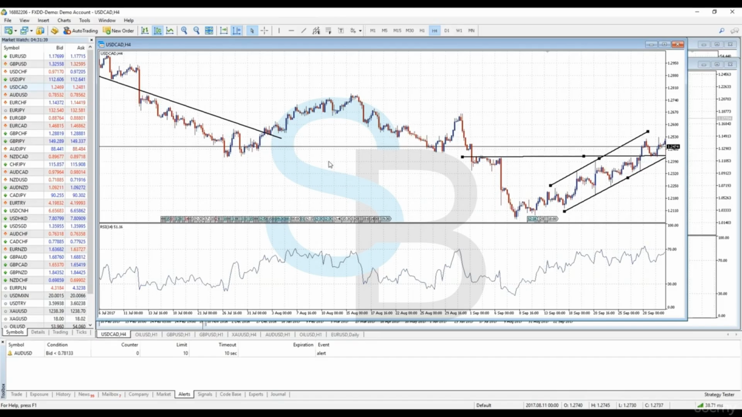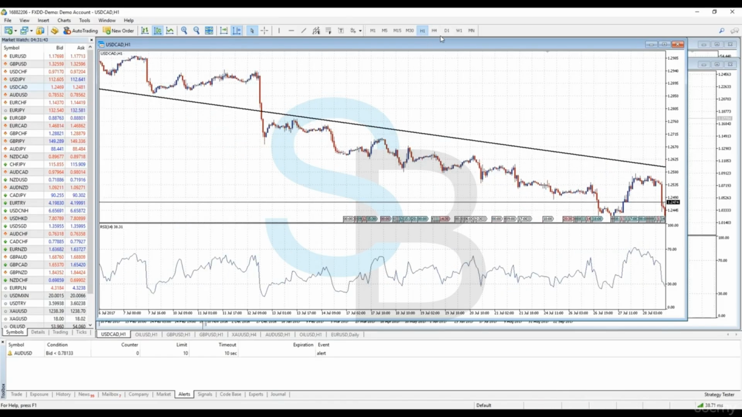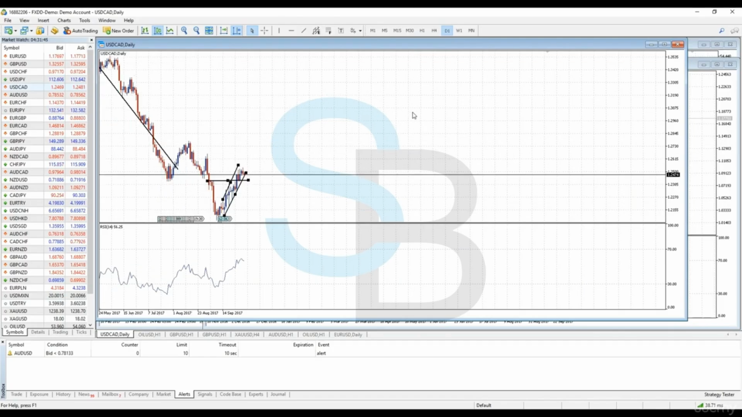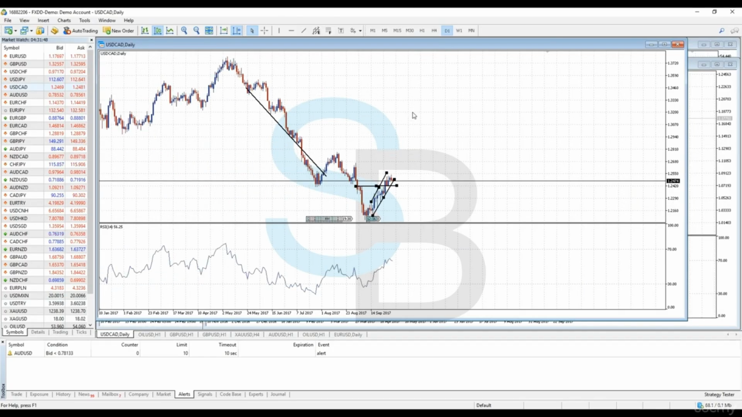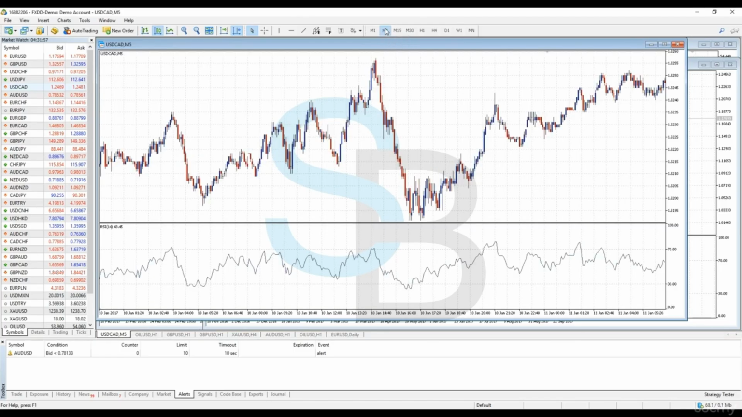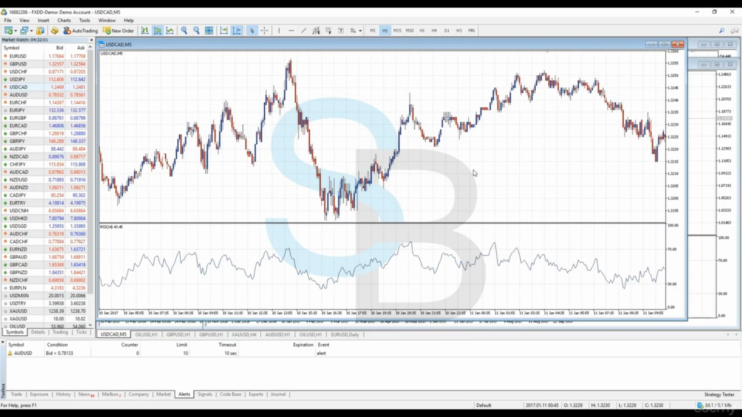Okay, so that's USD CAD on a 4-hour time frame. Let me just zoom out to a daily. Now, when drawing in support and resistance on larger time frames, they definitely hold up a lot stronger than on smaller time frames. So if we were to draw in support and resistance on, say, a 5-minute, the support and resistance isn't all that strong.